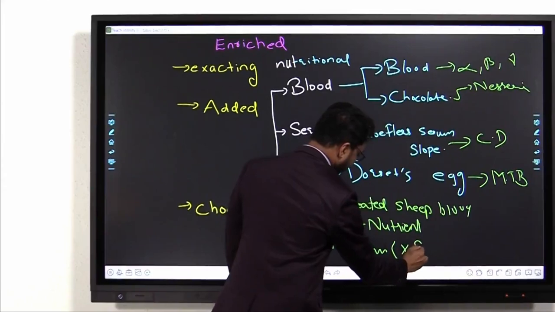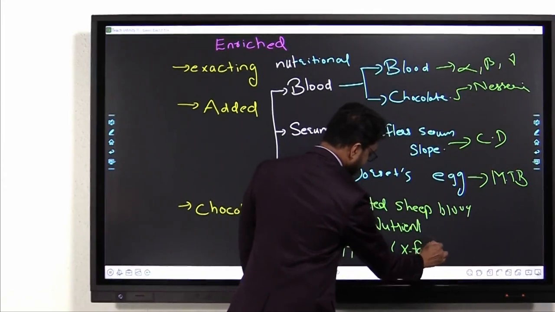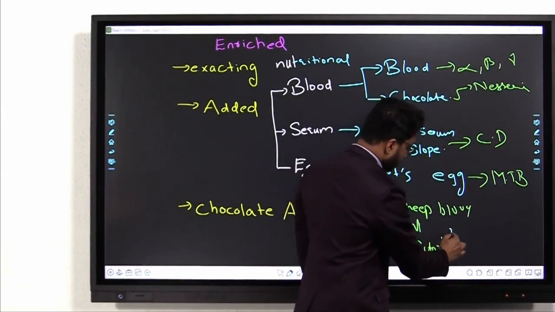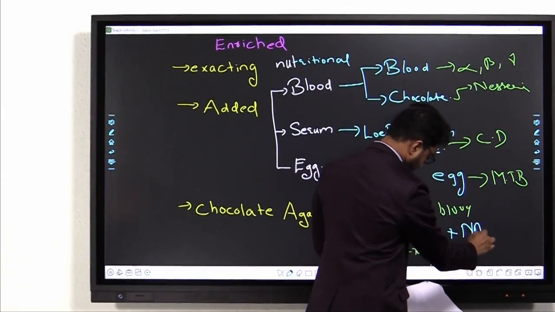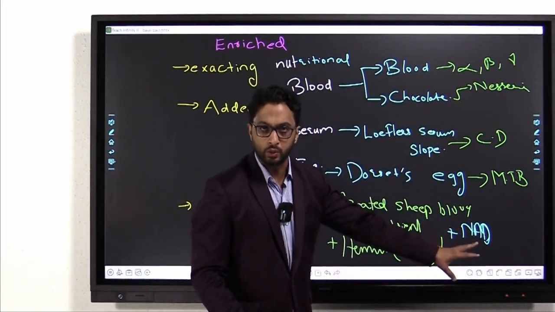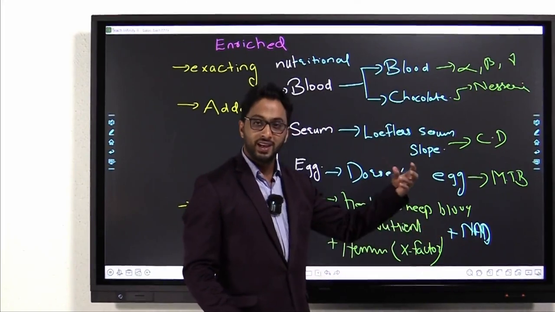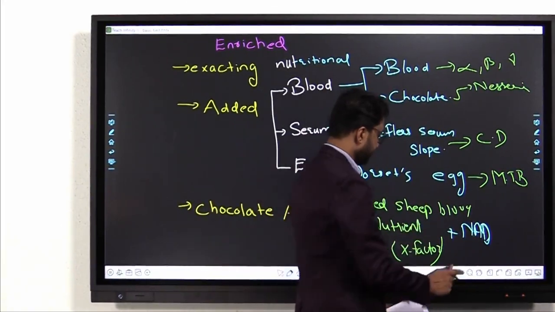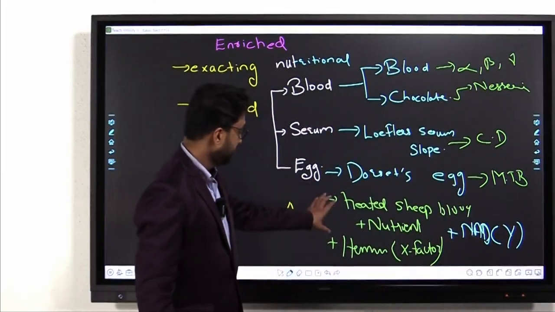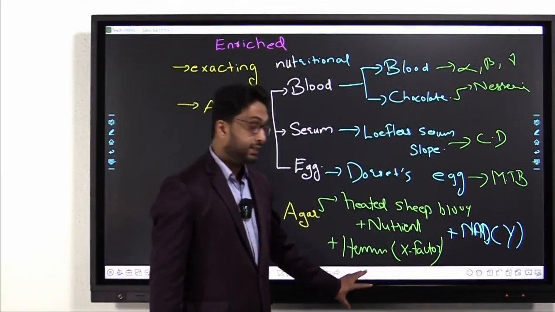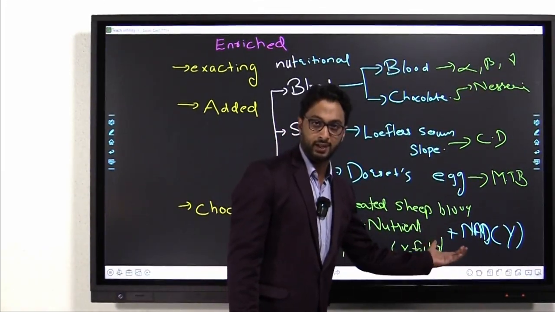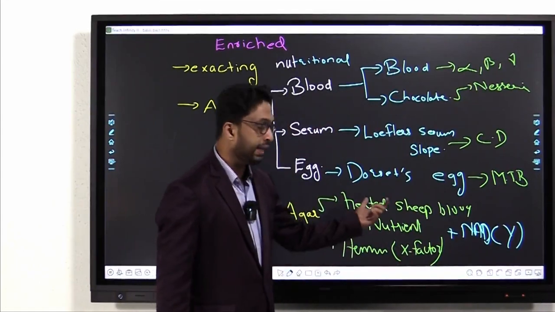This is my purpose of writing all this. It's called X factor. Plus you have got one more thing, which is NAD. Okay, NAD, nicotinamide adenine dinucleotide. We will study this in detail in biochemistry. And this is called Y factor. My purpose of writing all this is this. What contains X factor and Y factor? Chocolate agar. What is basically X factor and Y factor? It is hemin and NAD.